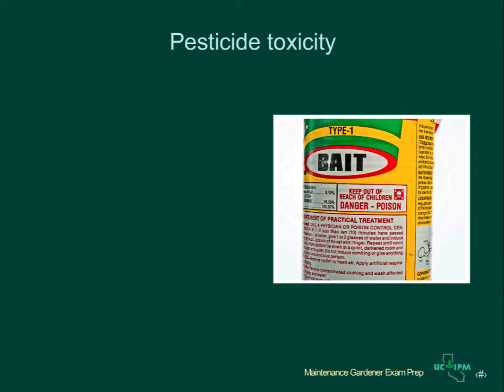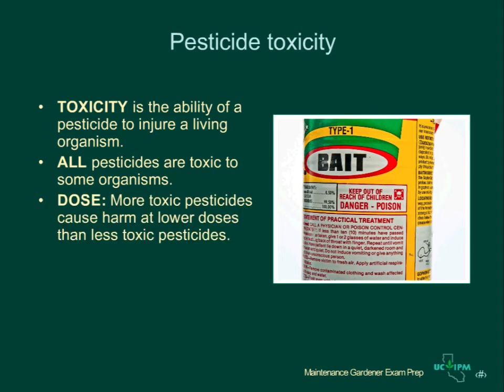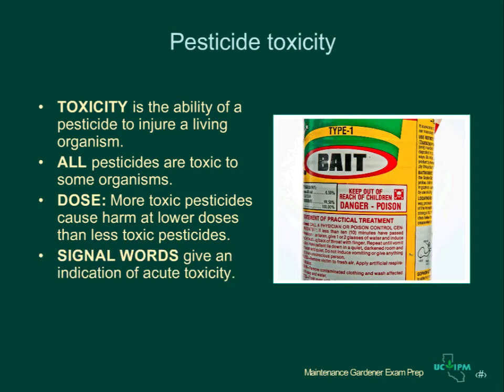The first factor is the toxicity of the pesticide. Toxicity is the ability of a pesticide to injure a living organism. All pesticides are toxic to some organisms. More toxic pesticides cause injury at lower doses than less toxic pesticides. Signal words such as danger, warning, and caution give an indication of the toxicity of a pesticide.